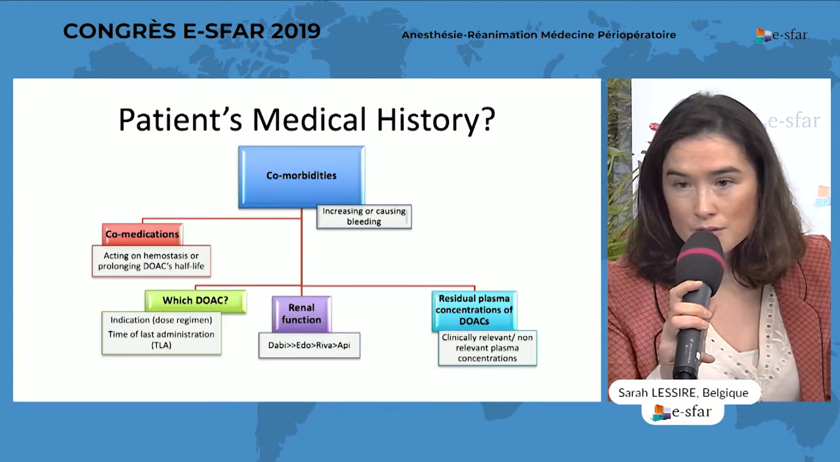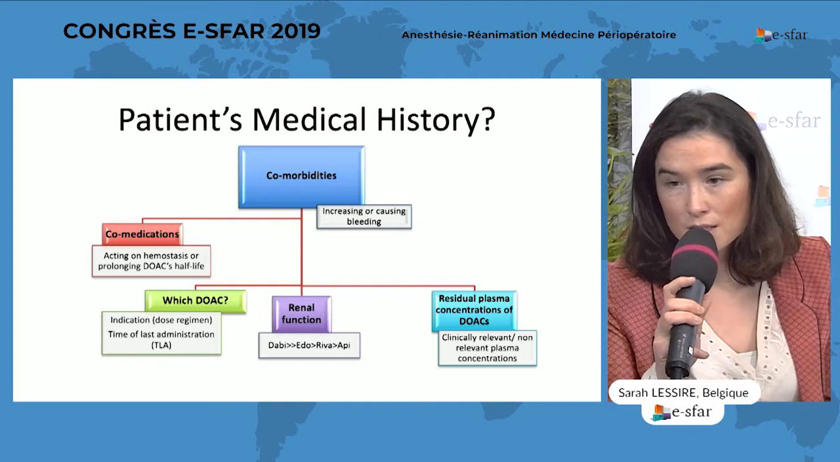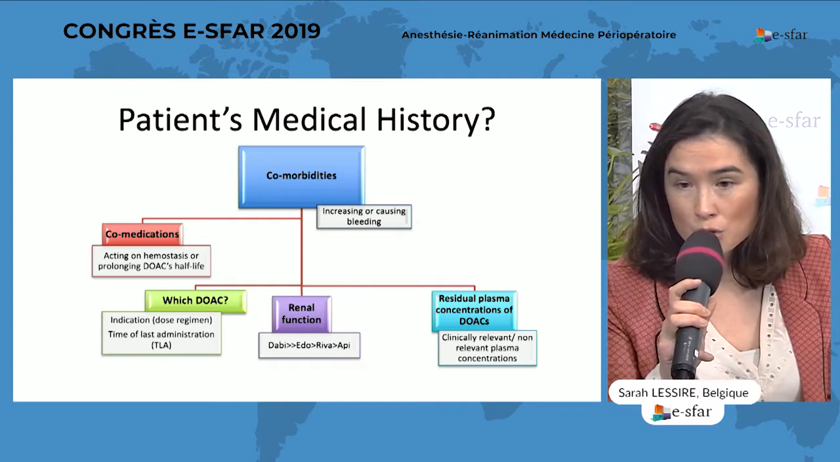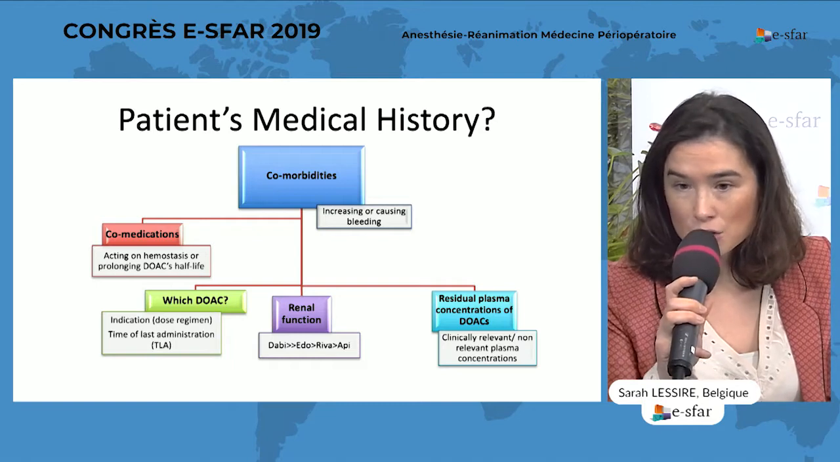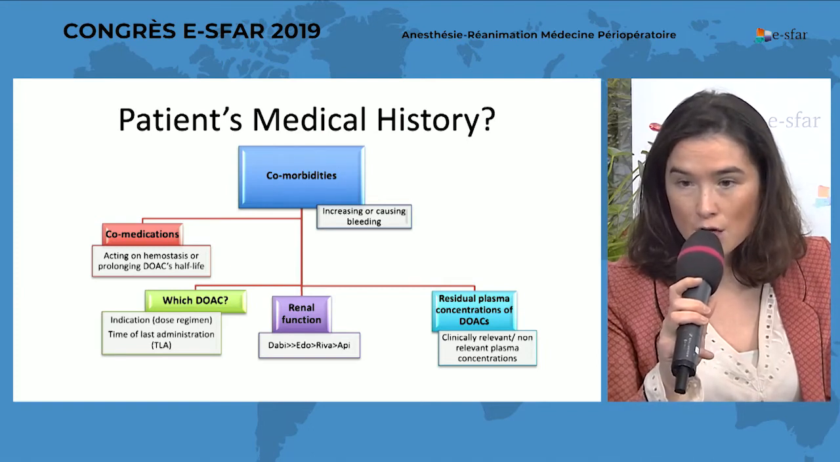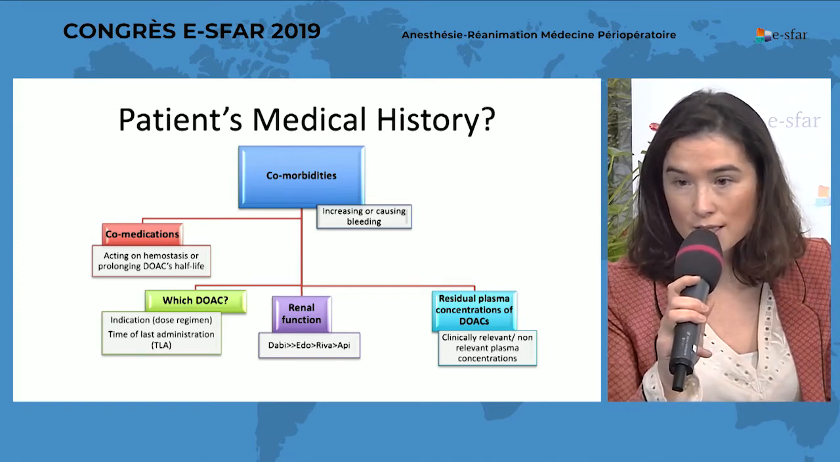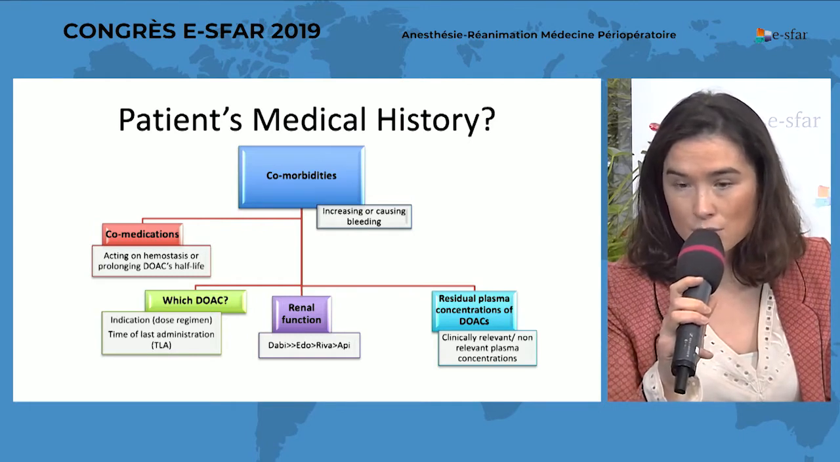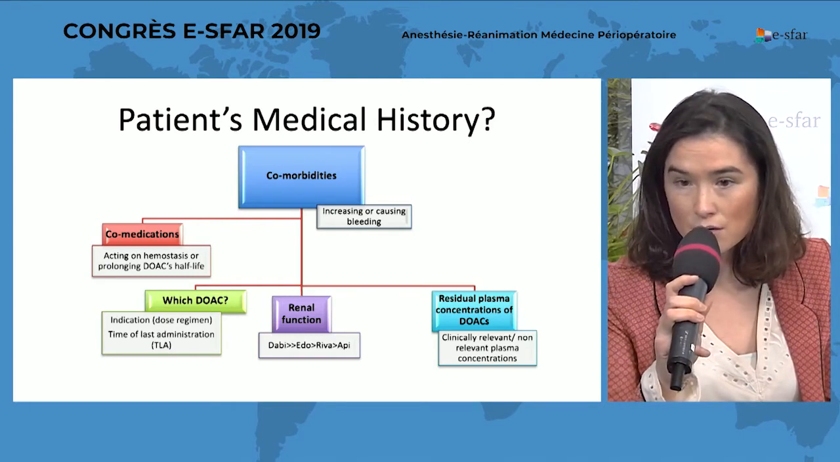Another second point important to assess is the patient's medical history. Outside the question of which dose the patient has and the indication, which give us information about the dose regimen, the time of last administration is an important point. Comorbidities of the patient, which can increase or cause bleeding, are important to assess. And co-medication. Is the patient on antiplatelets? Does he receive anti-inflammatory drugs or any drugs that prolong DOACs' half-life?